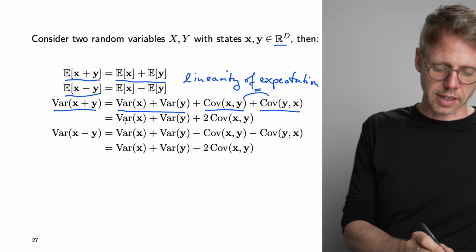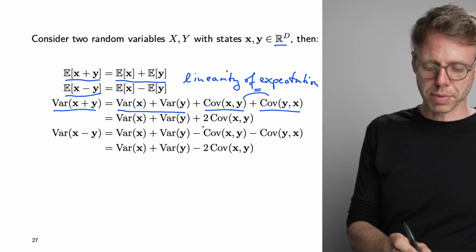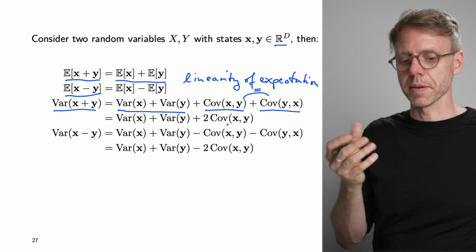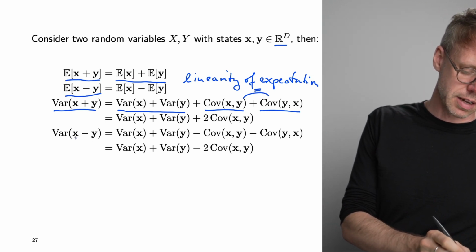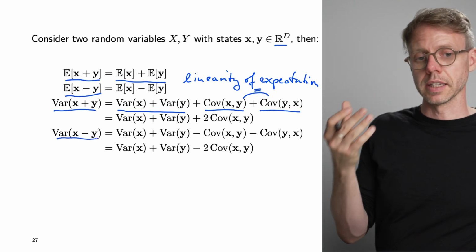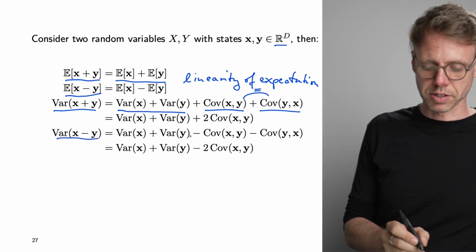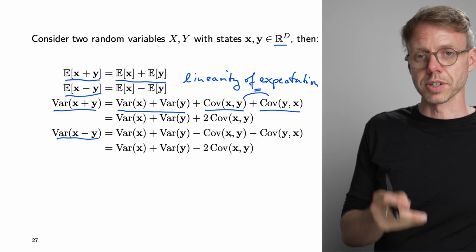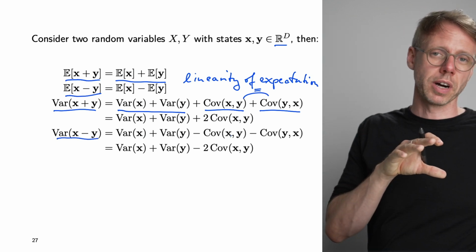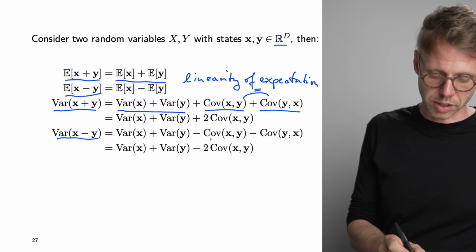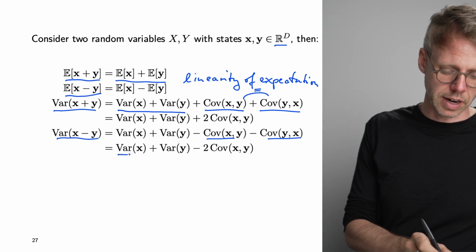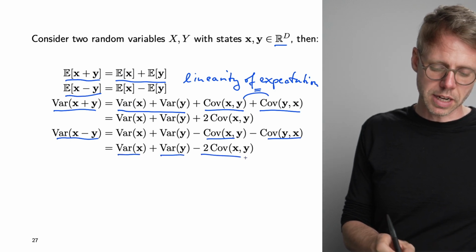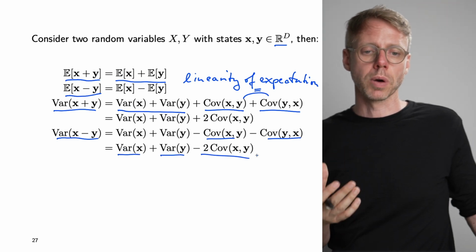This is the same as saying the variance of x plus y is equal to the variance of x plus the variance of y plus 2 times the covariance between x and y. And the variance of x minus y is equal to the variance of x plus the variance of y minus the covariance of x and y minus the covariance of y and x. And again, because these covariances are equal to each other, it's the same as the variance of x plus the variance of y minus 2 times the covariance between x and y.